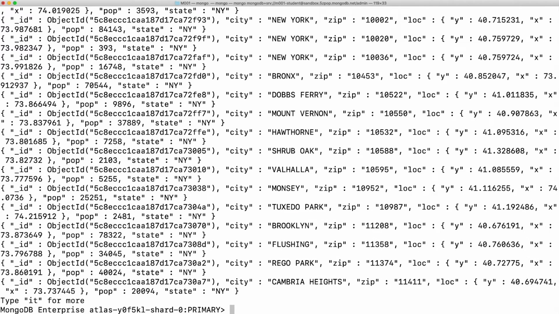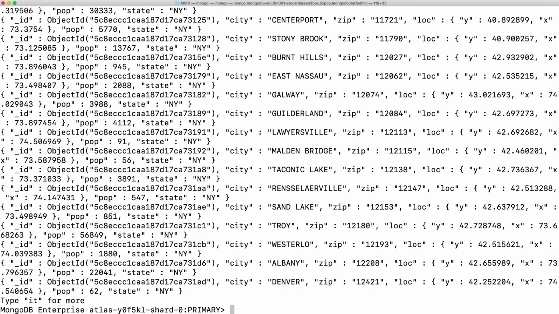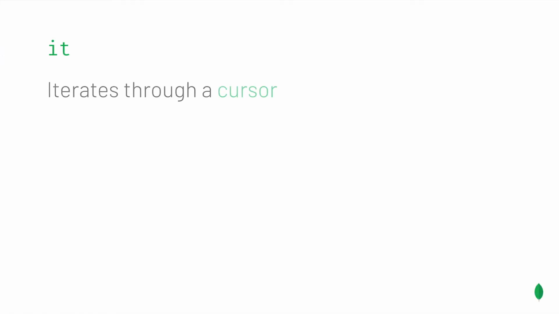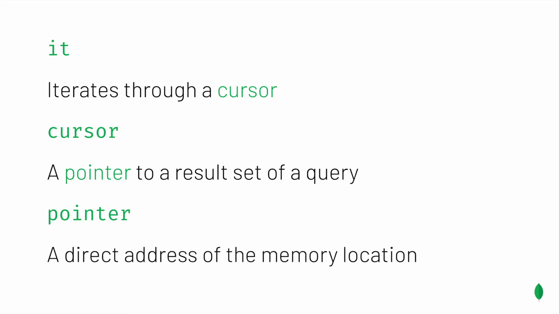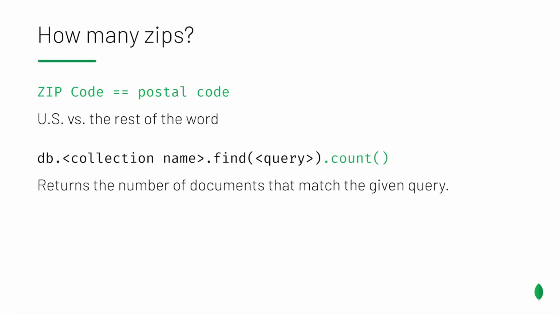If we were to count all the documents that are displayed here, we would find that we're looking at exactly 20 documents. But as we know from earlier exploration in the Atlas UI, there are more documents in the collection that match this query. To view the next 20 documents with state New York, type it, which stands for iterate. This command allows us to iterate through the cursor, which is an object that the find command returns. Formally, a cursor is a pointer to the result set of a query. And just to make sure that we're all on the same page, a pointer is a direct address to the memory location.